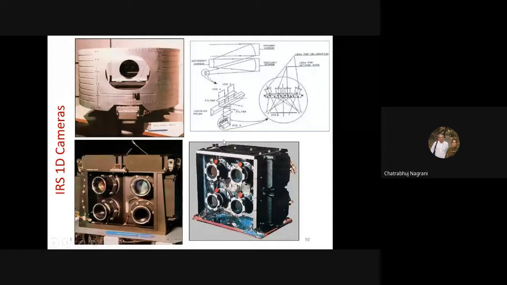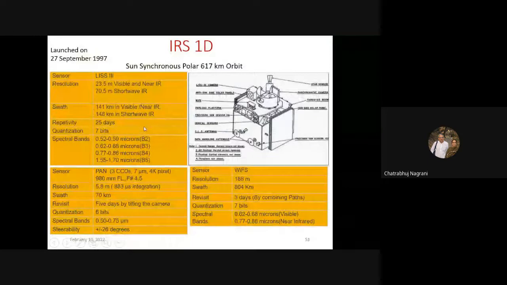Then we had IRS-1D. These were the initial IRS-1. In between, there were many. I am not going through all of them. Here, you see, there are 3 cameras, LISS-3, which had a resolution of 23 meter. Now you have gone from 35 meter to 23 meter. Then you had a panchromatic camera, which has a resolution of 5.8 meter.